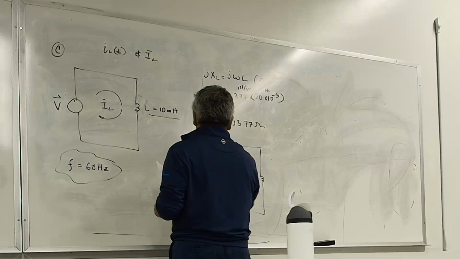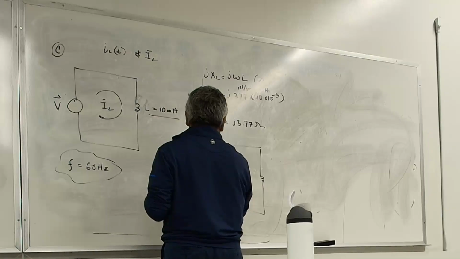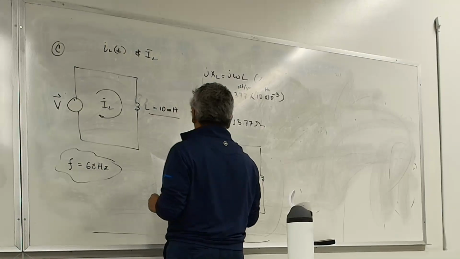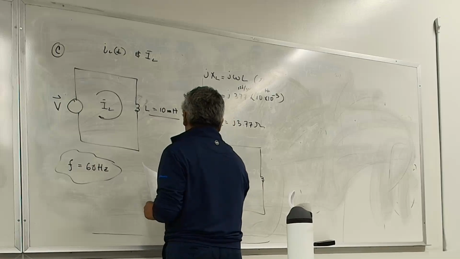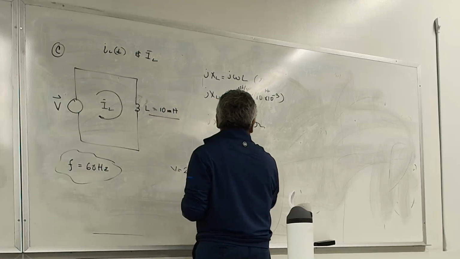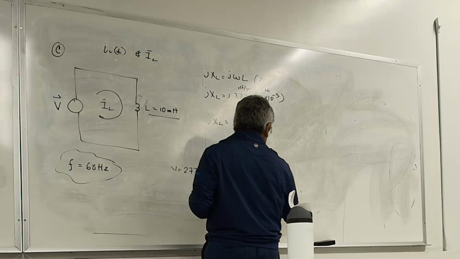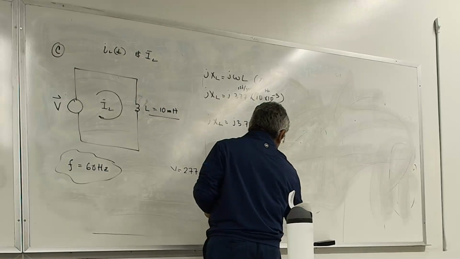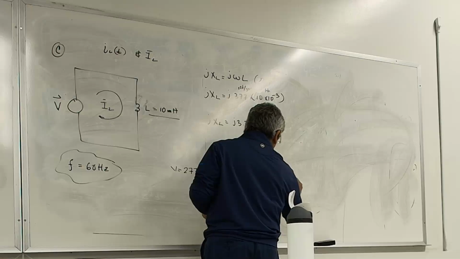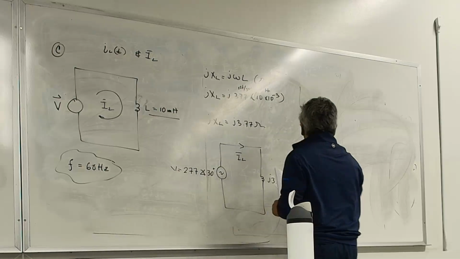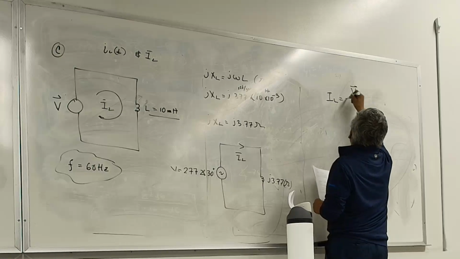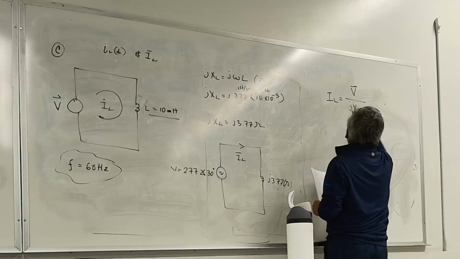Okay, so now I can draw the circuit in the phasor domain. This is once again 277 angle 30 degrees. That's 30, this does not change. This is my voltage source, my current IL, and this is 3.77 ohms. Therefore, my IL is equal to V divided by jXL.